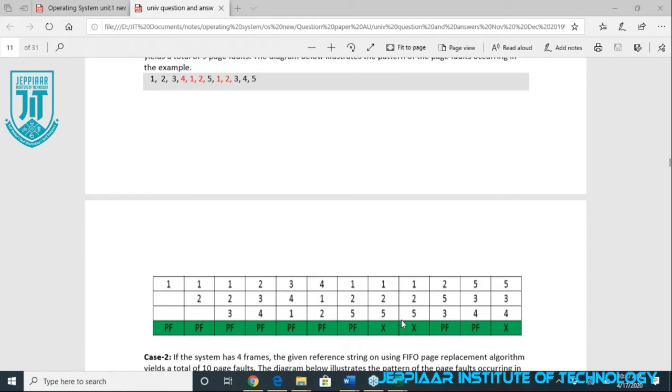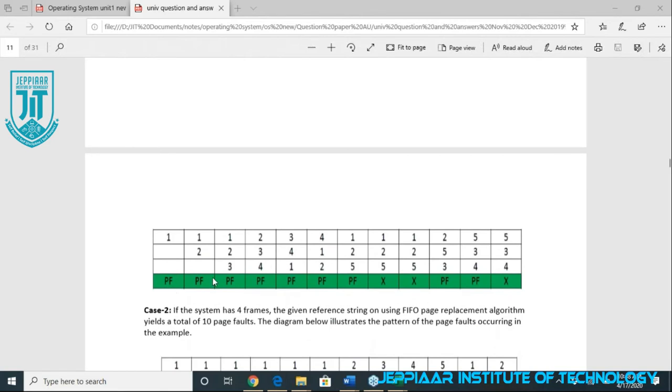Replacement is done only when there is a page fault. We are going to replace the page which came first inside the main memory. So count the number of page faults: 1, 2, 3, 4, 5, 6, 7, 8, 9. So there are 9 page faults here.